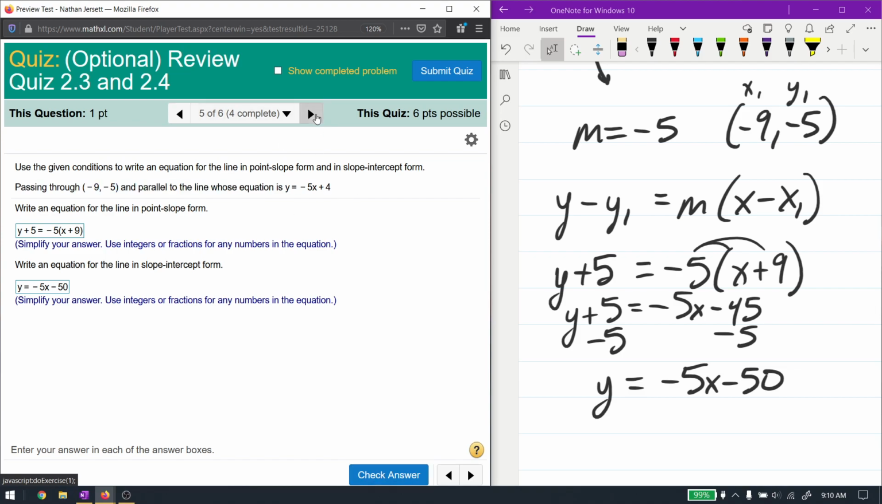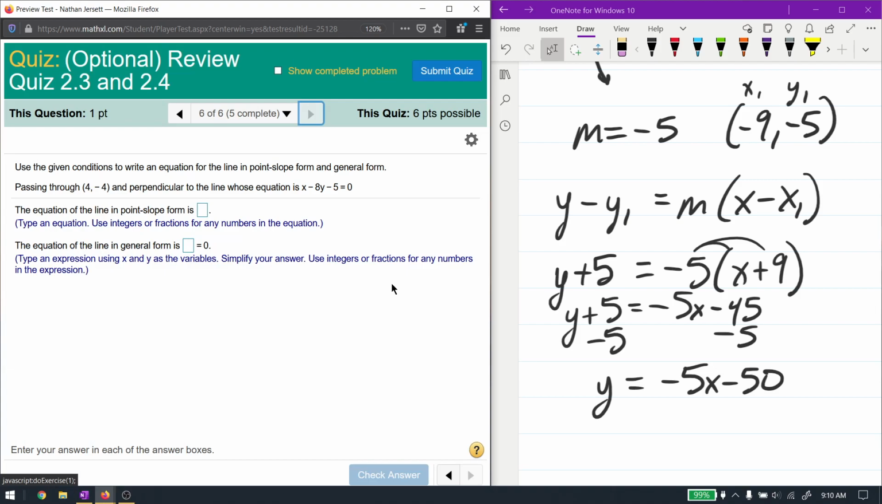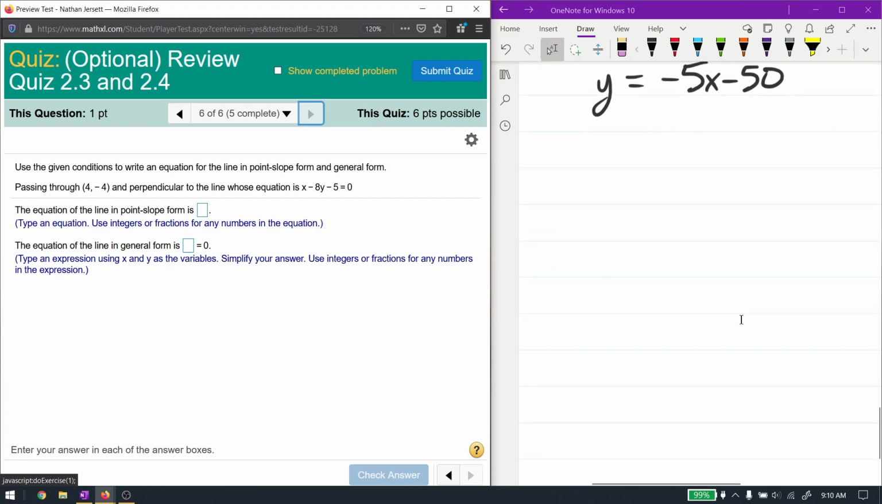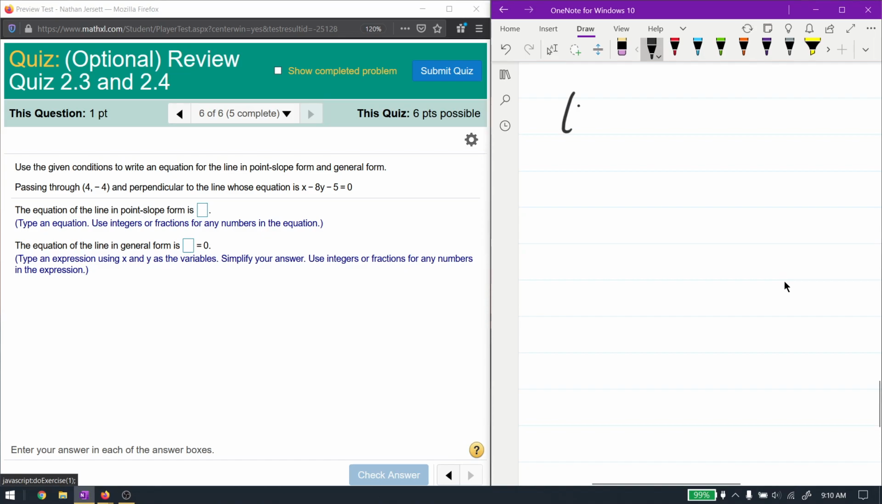Just keep that in mind, because this next problem is very similar, except now we have a perpendicular line, which is going to have a 90-degree angle to the line. I'll show you. Here we have a line passing through 4, negative 4, and is perpendicular. Oh, this one's got x minus 8y minus 5 equals 0, which is really not useful at all. Let's solve this for y really quick.